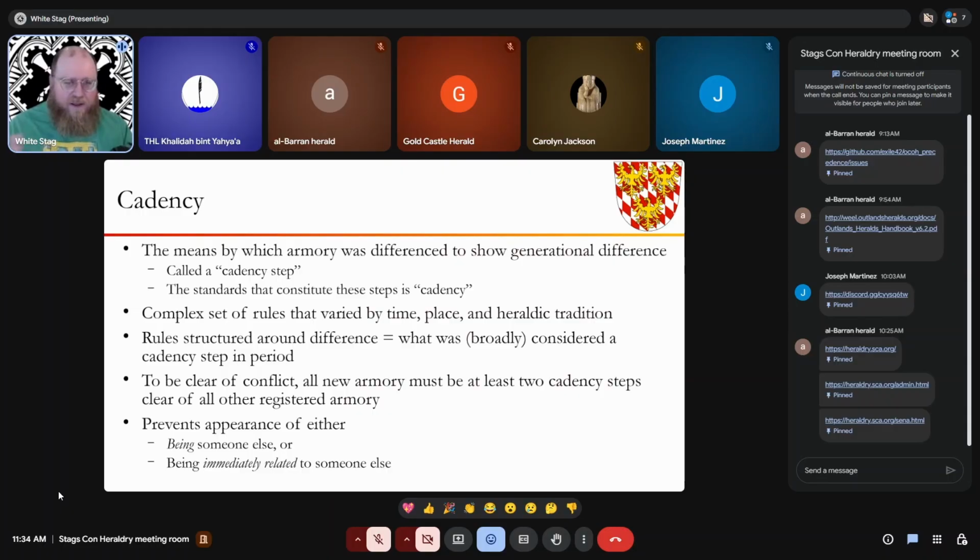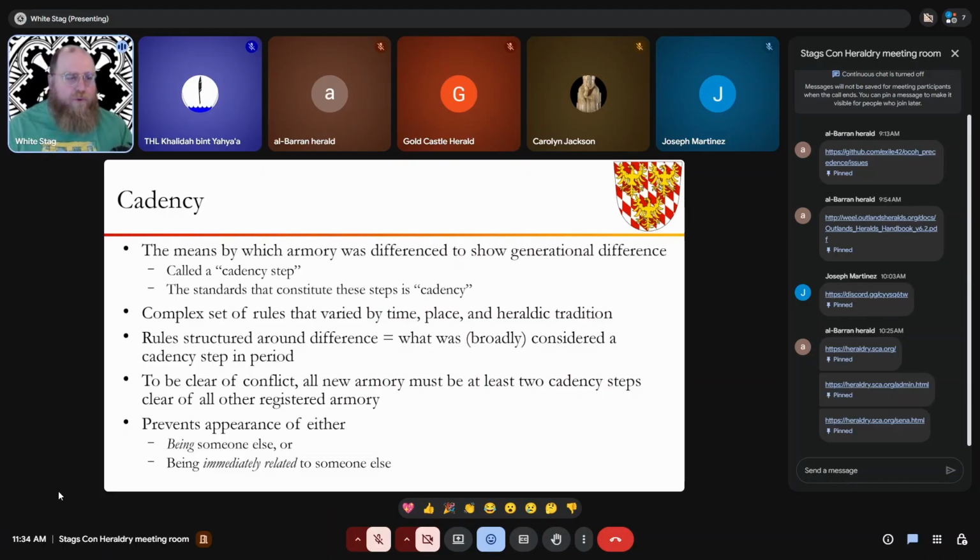The second bullet here, complex set of rules. Your second son would bear your arms differenced in some way. They would make a change to show that I am my father's son, but I'm not his oldest son. I'm one step removed from him, so I've made a change to the arms in some way. And then that would continue through the line.